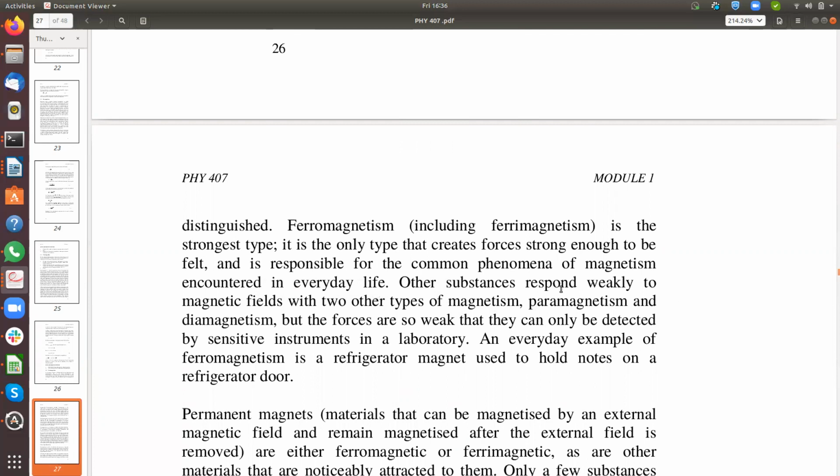Other substances respond weakly to a magnetic field with 2 other types of magnetism, paramagnetism and diamagnetism, but the forces are so weak that they can only be detected by sensitive instruments in a laboratory. An everyday example of ferromagnetism is a refrigerator magnet used to hold notes on a refrigerator door.